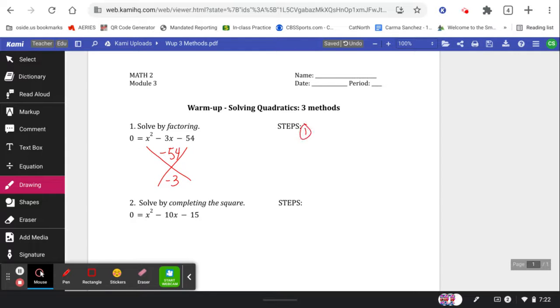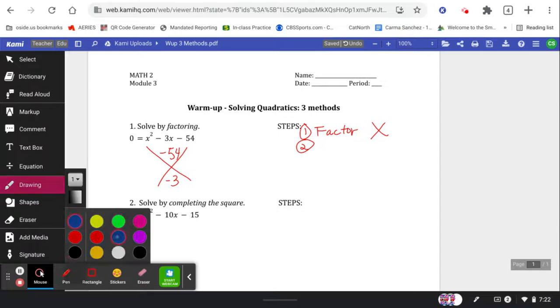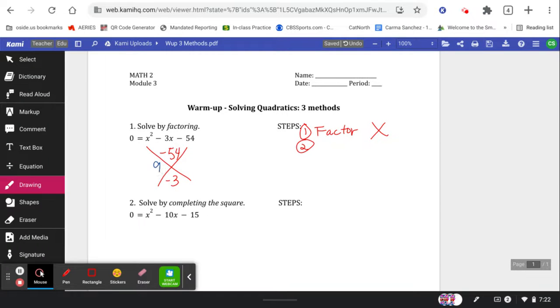So step one is to factor. And so hopefully you're thinking of 9 and 6, and which one's going to get the negative. You got it. So we write this out. Factor number 1, factor number 2 equal to 0.